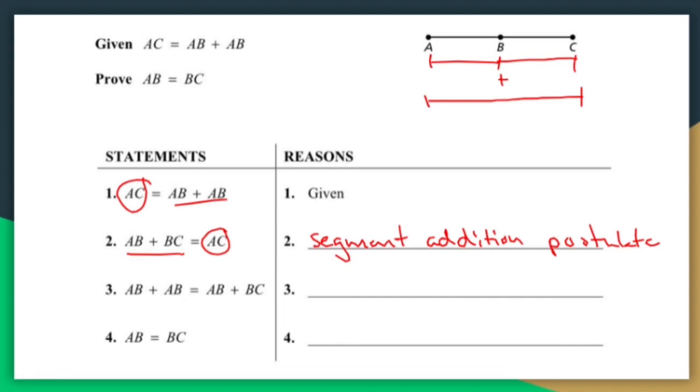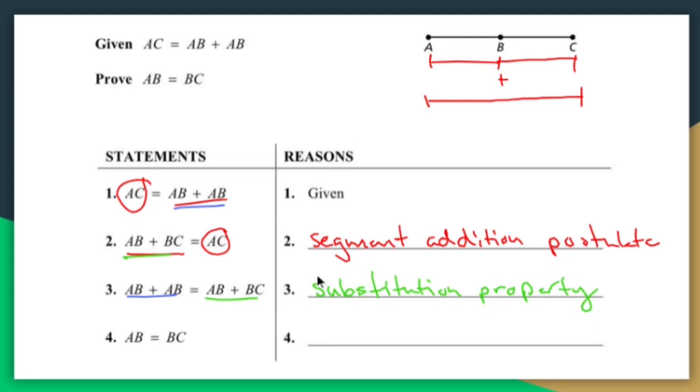All I'm doing is saying since AC equals AB plus AB, and if AC equals AB plus BC, then AB plus AB equals AB plus BC. This is called the substitution property of equality. Now I'll just say substitution property, and leave it at that because of space.